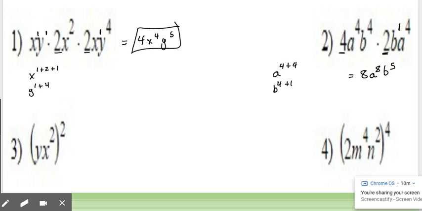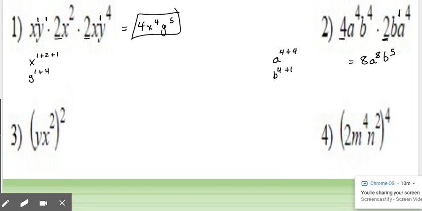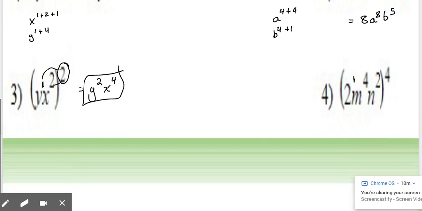Okay, number 3 and 4, we have the power property. And remember, with the power property, we're going to multiply all those exponents by 2. So the y has a 1 on it. So 1 times 2 is 2. For the x, 2 times 2 is 4. And I'm done.